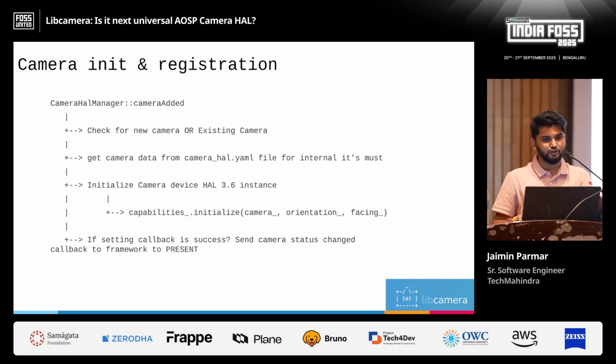It will also initialize all the capabilities of the camera. If you take the example of the camera 2 APIs in Android, it has so many capabilities. So let's say your Libcamera architecture is missing one capability, then it will fail, and it does not initialize that camera node because it does not have the proper capabilities, right? And if everything goes right, it will send one callback signal to the camera framework that one new camera node is added.